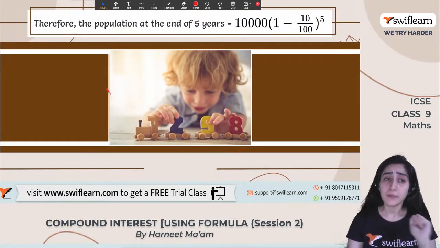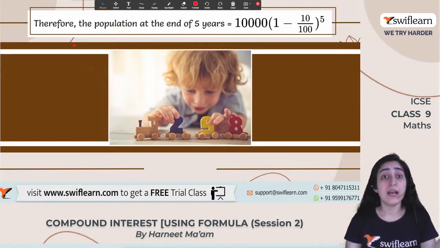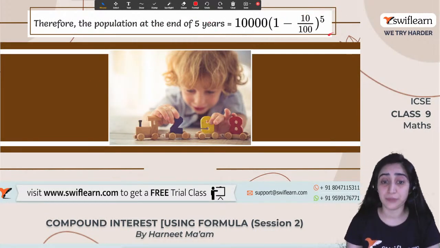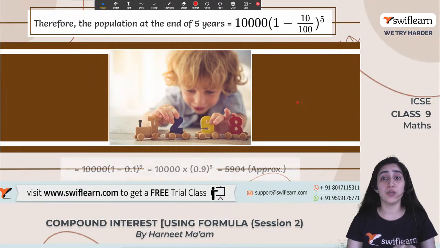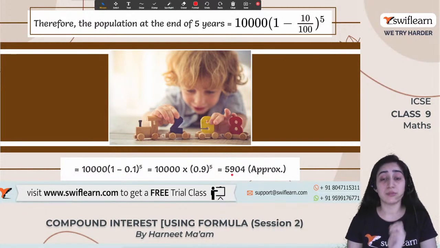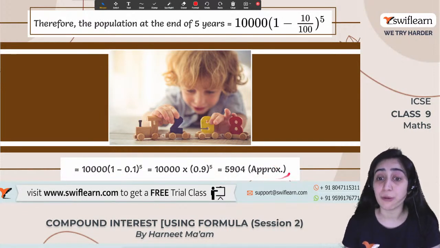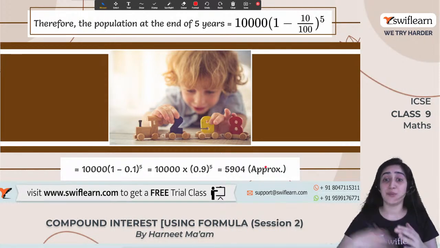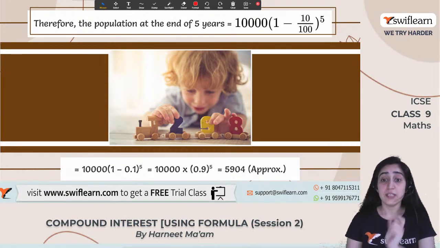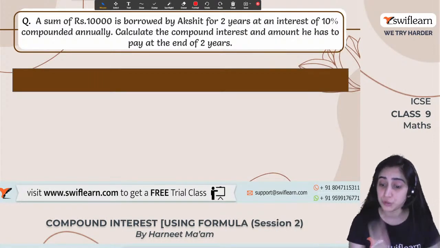All right. Now you will say, therefore, I'm just substituting the values, and at the end of 5 years, it will be something like this. And later you will solve this. So on solving, that comes out to be approximately 59,004, right? So you can write approx because in decimals, it keeps on going. So we'll just round it up and write approx. So this is the way you have to solve.